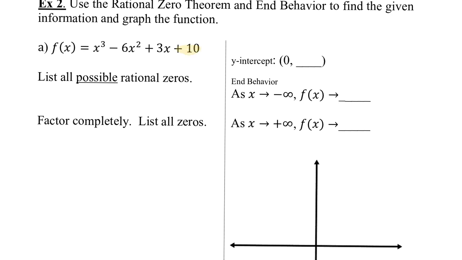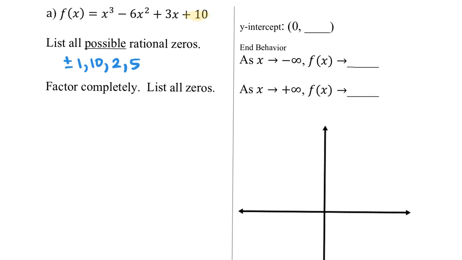So I'm going to look at the last term. Okay, the factors of 10, it could be 1 times 10, it could be 2 times 5, and it could be a positive and negative version of all these answers. Okay, so these are all the possible zeros. I need to find a zero that actually works. So I could plug it into my calculator to find a 0, or I could do synthetic substitution. Okay, I'm going to try synthetic.